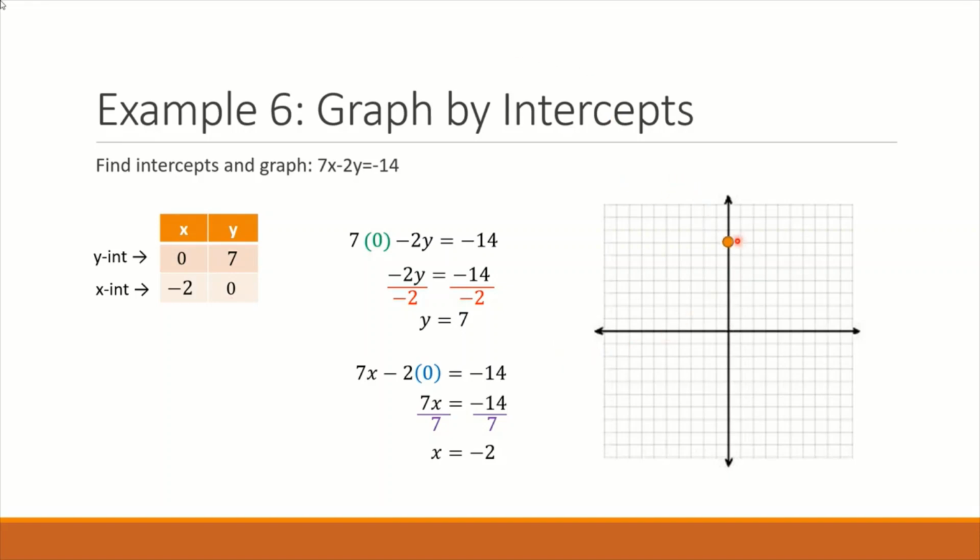So my y-intercept is there. The y-intercept falls on the y-axis, so where the line intersects with the y-axis. And then you have the x-intercept, which falls on the x-axis, (-2, 0). So where the line hits the x-axis, that's the x-intercept. Now draw your line and you're done.